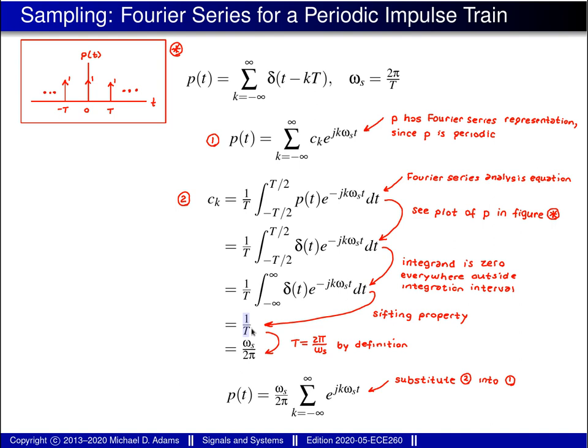And of course, by definition, this is also equal to omega s over 2 pi. So it turns out all the Fourier series coefficients are equal. In other words, ck is the same for all values of k. In particular, it's equal to omega s over 2 pi. So we can then take this quantity here and substitute it in for the Fourier series coefficients in this equation above, equation 1, and this gives us this last line down here, which is our Fourier series representation of the function little p.